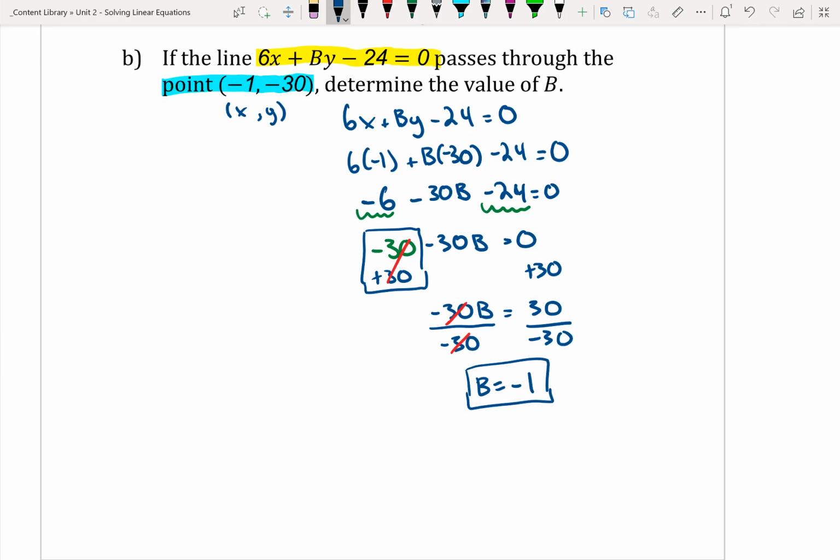So a little bit different, but the same idea of taking the values of the point and plugging them in. So this is still working on canceling things out or solving for a specific variable. However, we have to substitute points or values in before we can do that. But it's still taking the same concepts that we've learned throughout the unit.